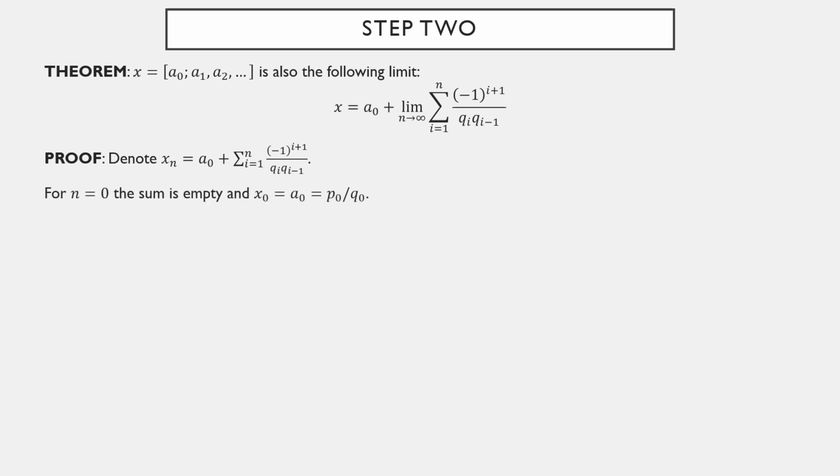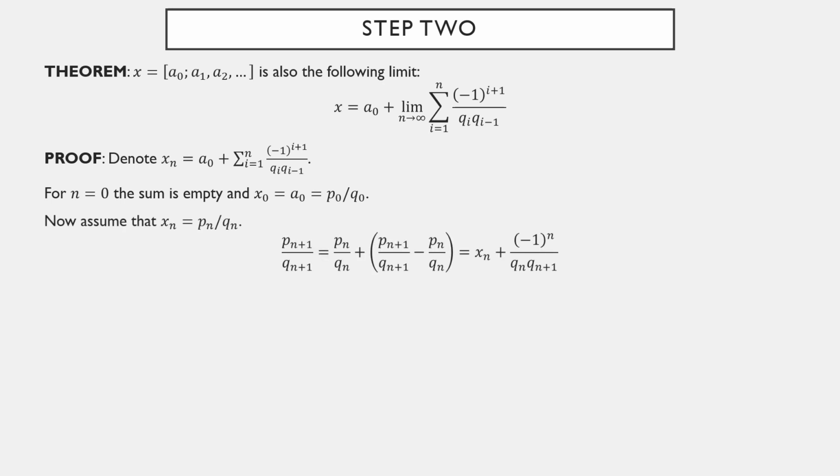Now, if n is equal to 0, the sum on the right has no terms in it, and you just get a naught, which is indeed equal to p naught over q naught. So let's inductively assume that x_n is equal to p_n over q_n. Well, then if I wanted to compute p_{n+1} over q_{n+1}, I could start with that, add and subtract p_n over q_n.